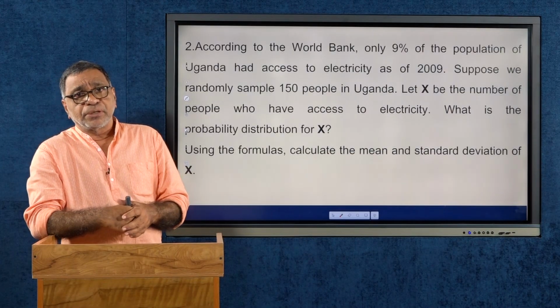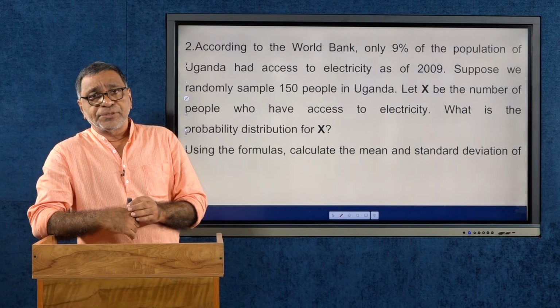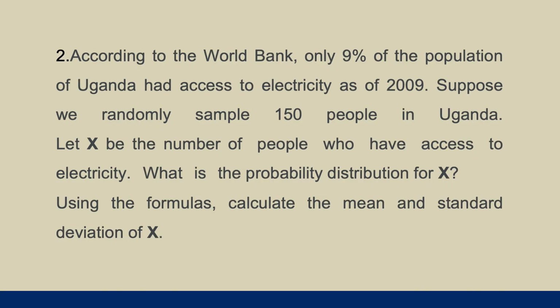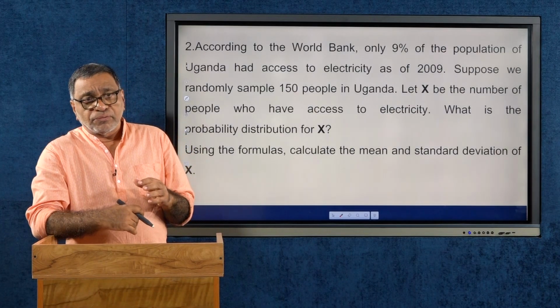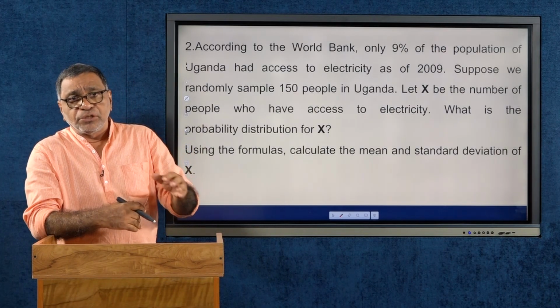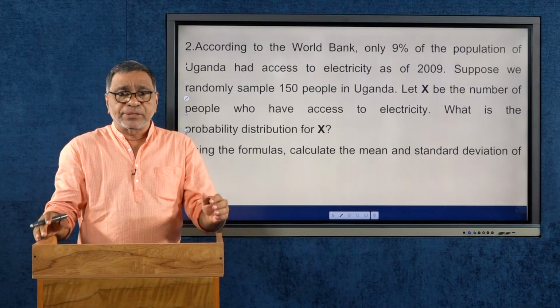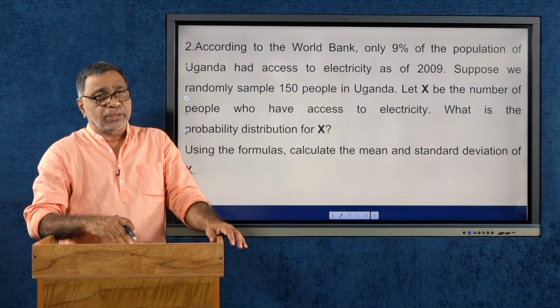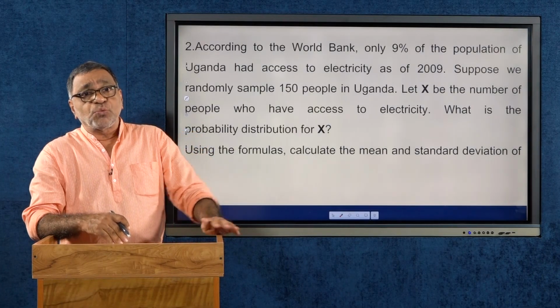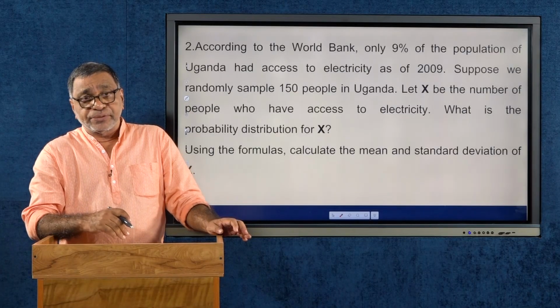9% of the population has access to electricity. Suppose we randomly sample 150 people in Uganda and let x be the number of people who have access to electricity. What is the probability distribution for x? This is a question where we are applying the binomial distribution. Suppose x is the number of people who have access to electricity. What is the probability distribution for x?